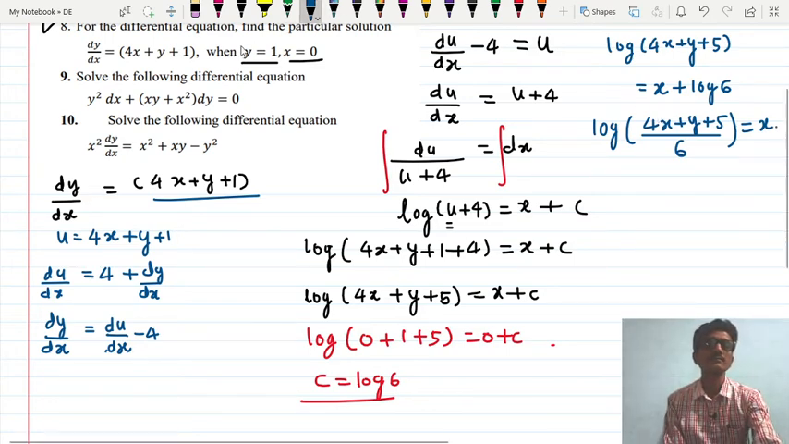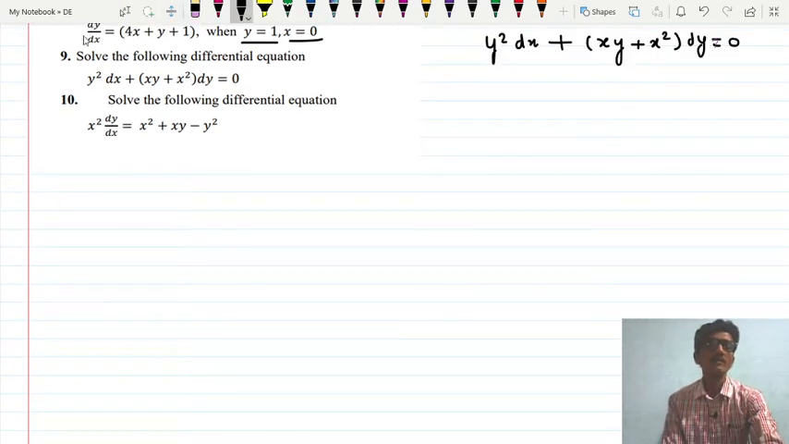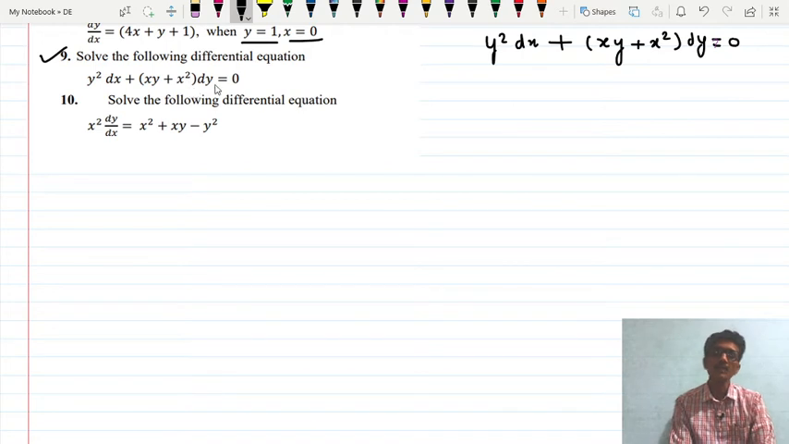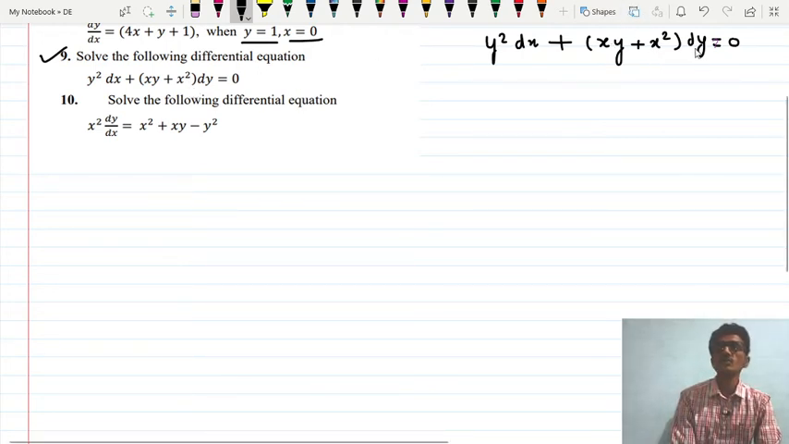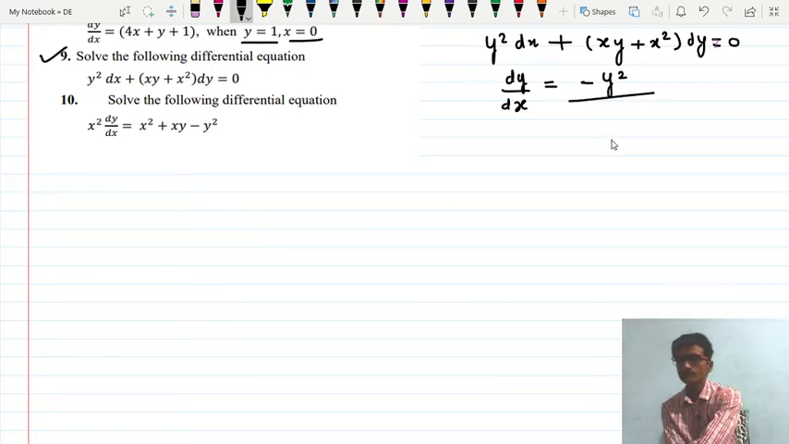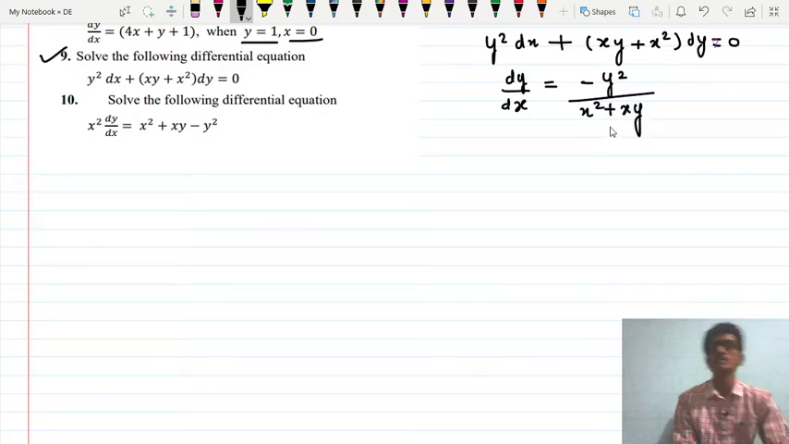Next question. We attempt this 9th question. Here y square dx plus xy plus x square dy is equal to 0. Again it is a homogeneous differential equation. We'll be writing here dy by dx will be equal to minus y square upon x square plus xy.